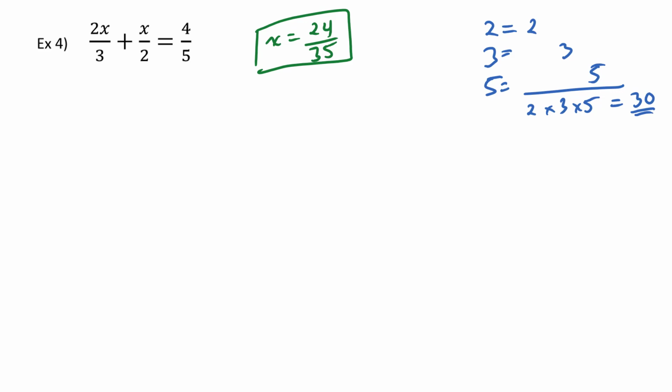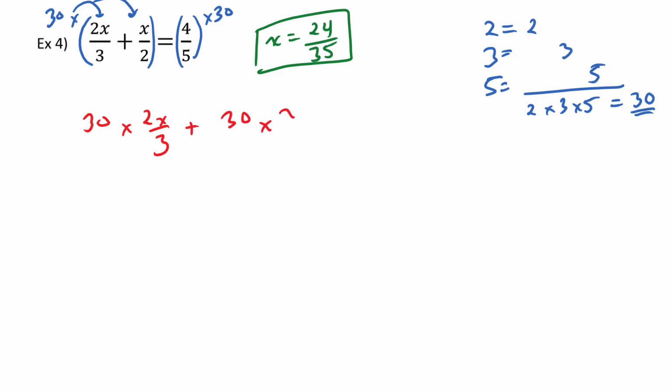So what I do is I multiply both sides of the equation. Every single term has to be multiplied by 30. Whatever I do to one side of the equation, as long as I do it to both sides, it doesn't change the equation at all. Make sure you distribute this here and here. What do we get now? I'm multiplying 30 by 2x over 3. I am then multiplying 30 again by x over 2. And then I'm multiplying 30 by 4 over 5.